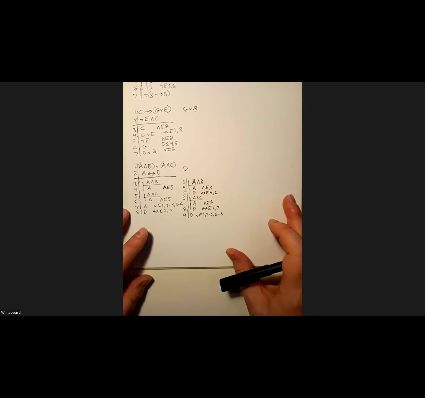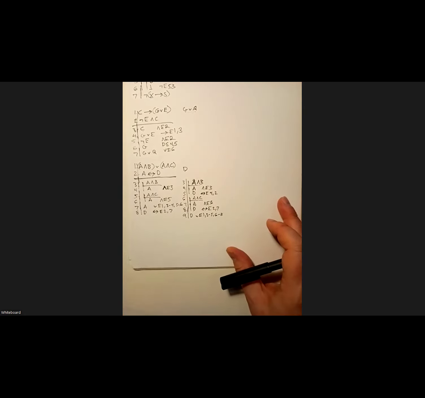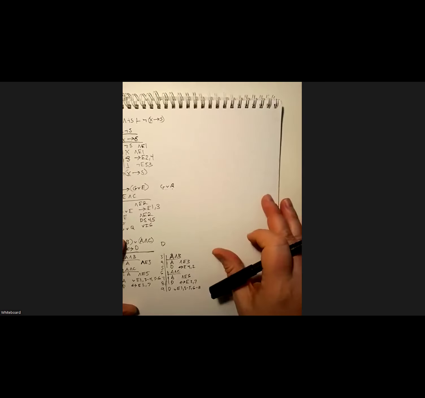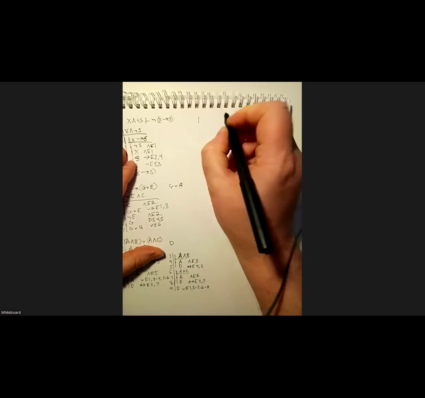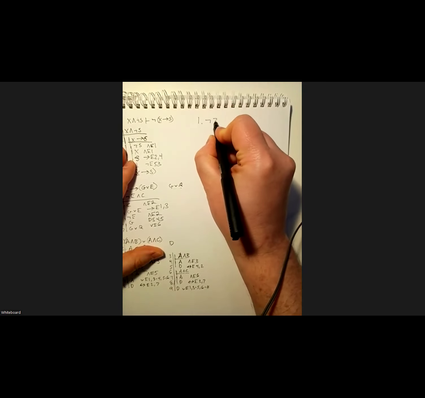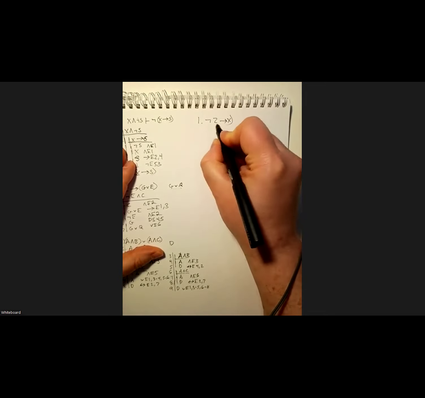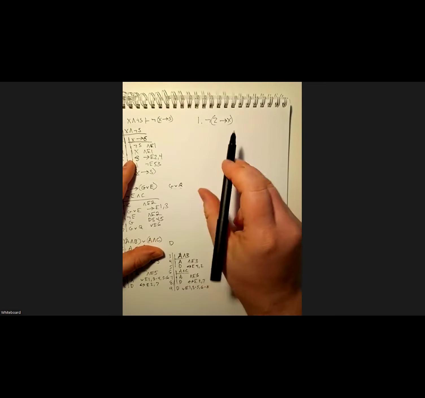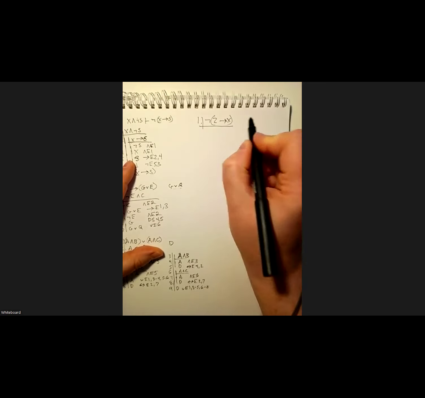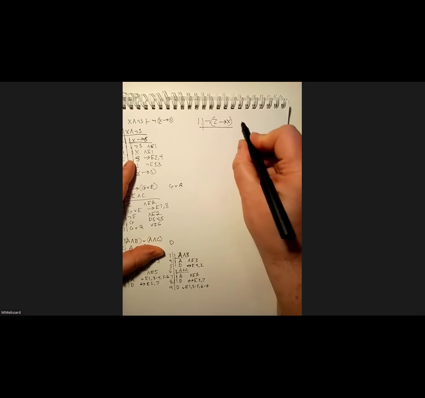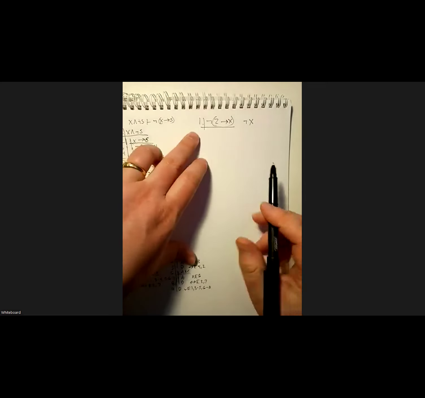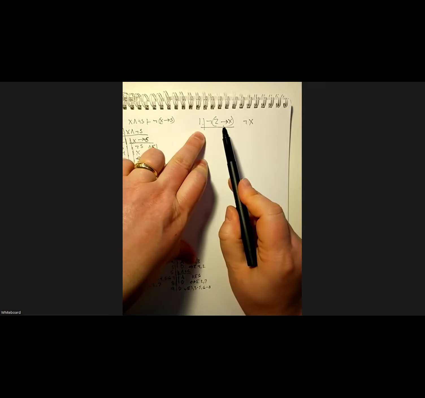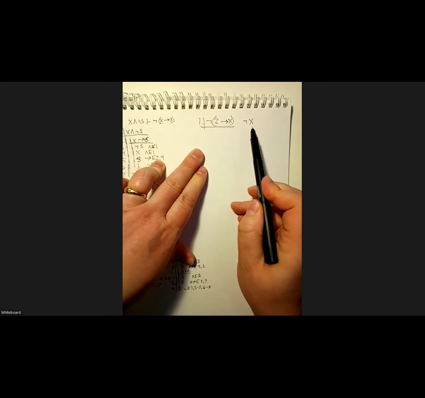Okay, on to number 4. Cool. So we'll slide back up the page here. Let's look at number 4. So number 4, we've got our one assumption, and we want to prove not x. So our one assumption is a negated conditional, and our conclusion is not x.